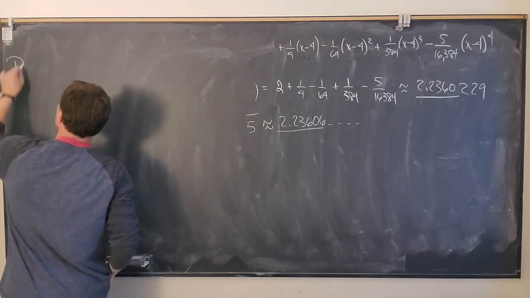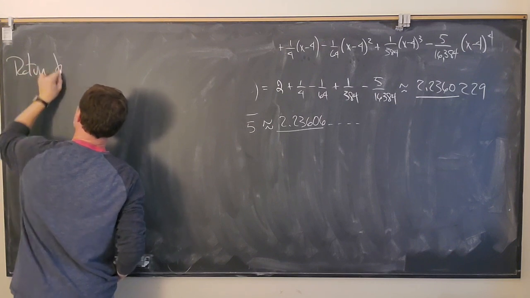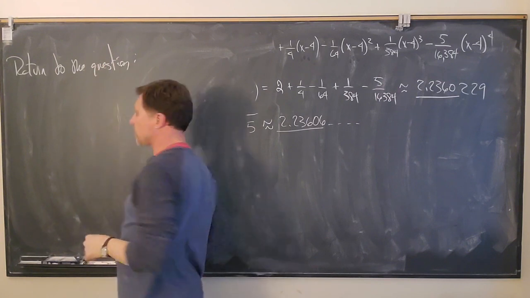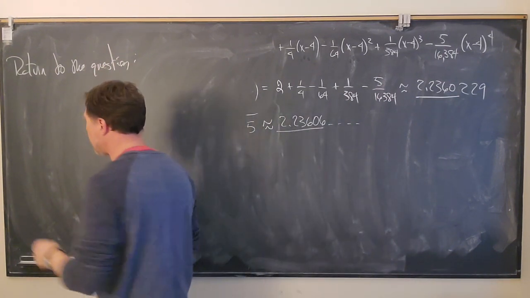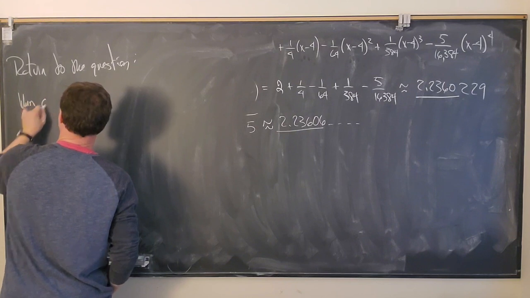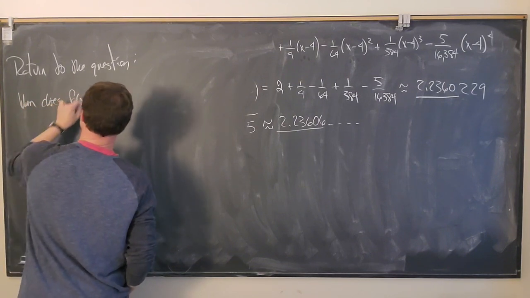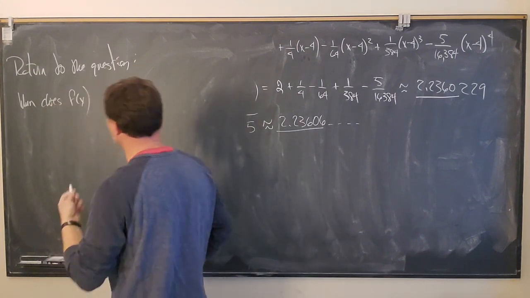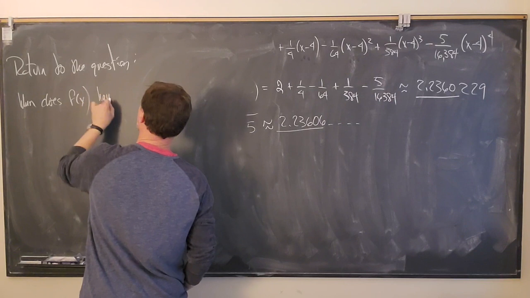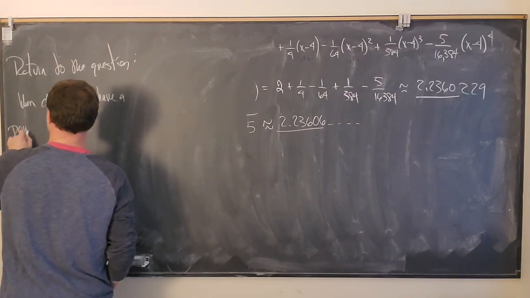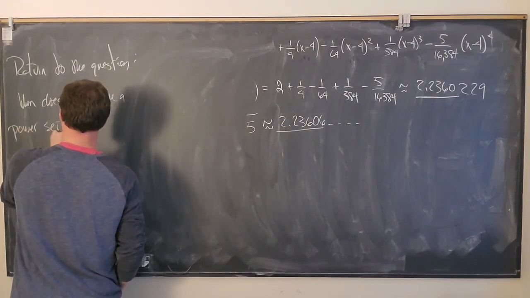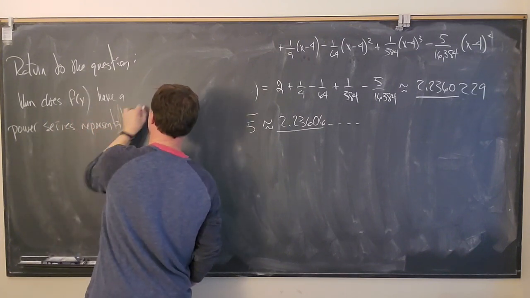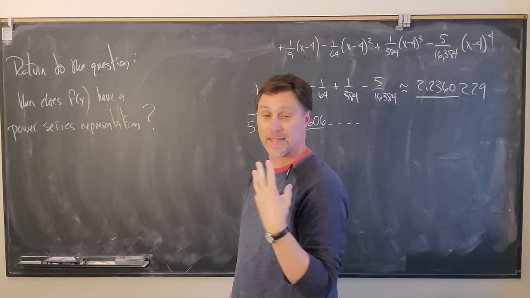So we need to return to the question, when does f of x equal its Taylor series? So when does f of x have a power series representation, and we know, if it has a power series representation, then it has to equal its Taylor series.